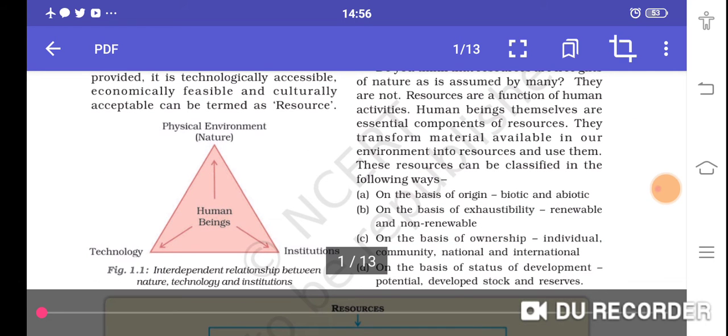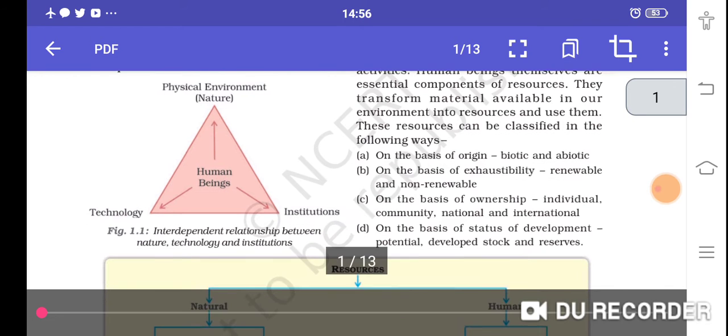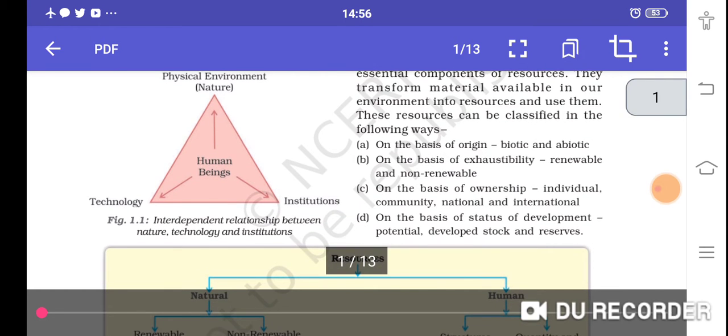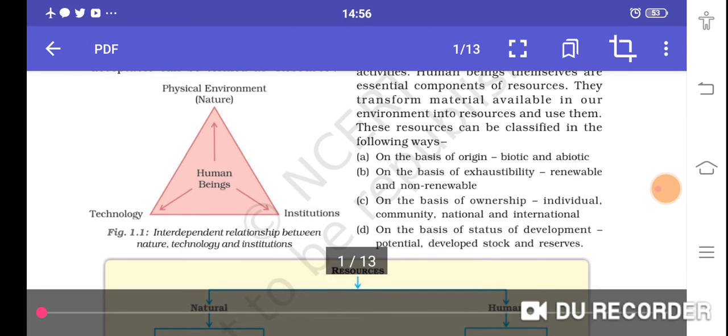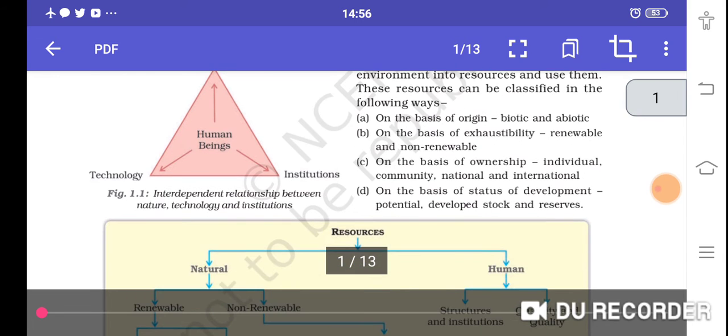So there are some classifications of resources. Let me tell you what the classification of resources is. Resources are classified into four types. Okay, so the first type of resources is on the basis of their origin, like biotic and abiotic. Resources can be biotic or abiotic. Abiotic resources are non-living, while the biotic resources are living. Soil, rocks and minerals are abiotic, but plants and animals are the biotic resources.